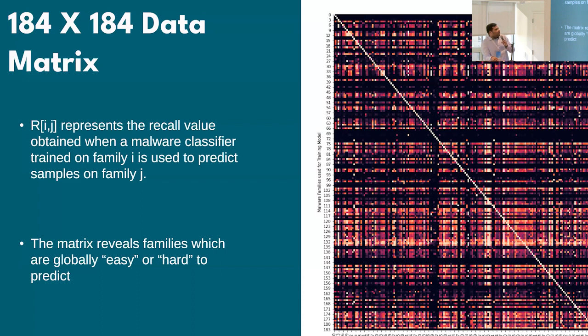We see the horizontal black lines, which represent that certain families are not good for training. They do not identify most of the families except themselves. We see the vertical black lines, which represent that no matter what family you use for training the models, they are not going to be identified or predicted except for themselves.